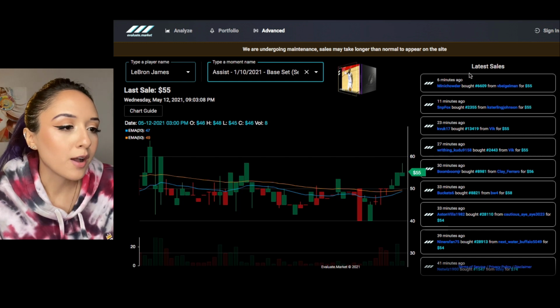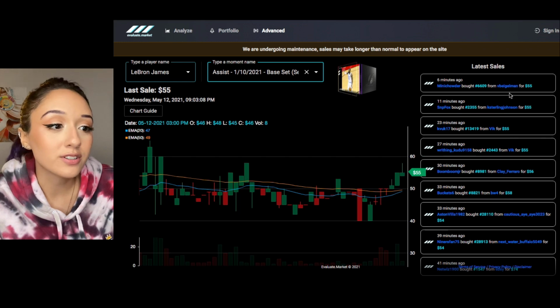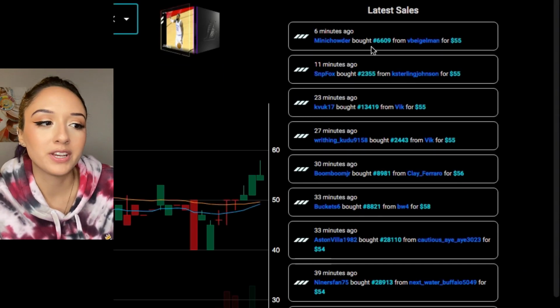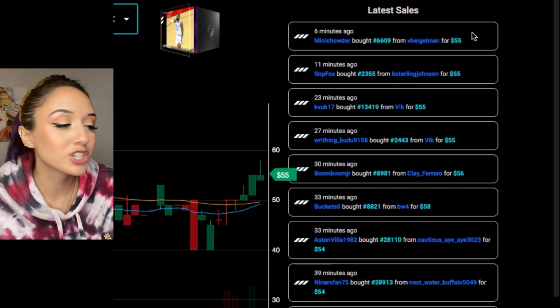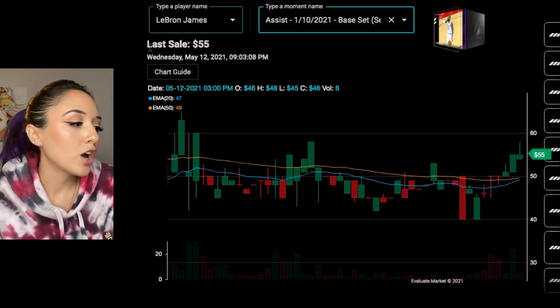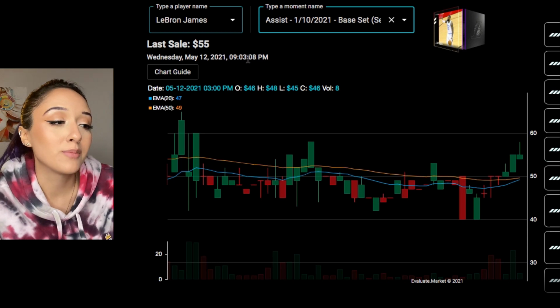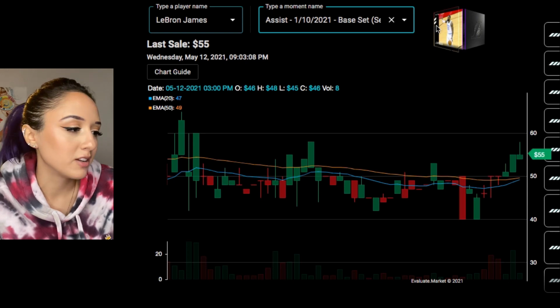Here we can see all the way to the right the latest 9 sales, and this is in real time. So we might even see a new sale pop up here, and we can see how long ago it was, who bought what serial number from who for how much. Then up here we see the last sale, when it exactly was down to the minute and second, and of course there's a picture of which moment we're talking about here.